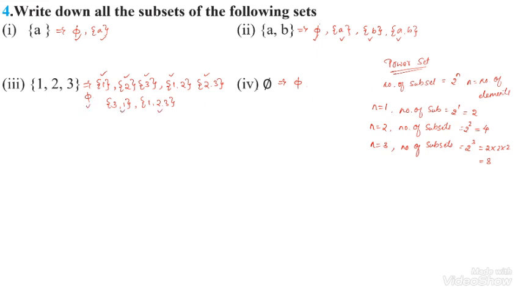Now, here there are no elements. Empty set means no elements. If there are no elements, then n is equal to 0. Now the number of subsets is 2 to the power 0, and 2 to the power 0 means 1. Therefore, there is only one subset, that is called the empty set. This is the shortcut method for finding the number of subsets.